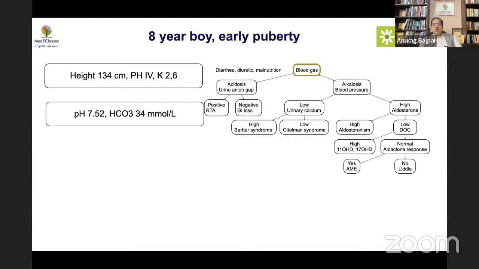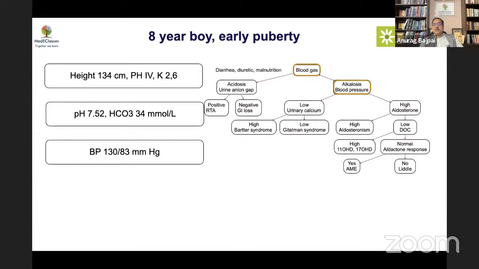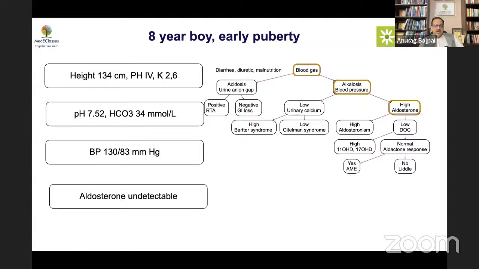8-year-old boy with early puberty, height is 134, stage 4 pubic hair development, hypokalemia. The blood gas showed alkalosis. So again, hypokalemic alkalosis, there is hypertension. So this now is towards the right hand of the extreme. We have hypertensive alkalosis with hypokalemia. We need to look for the various aldosterone excess or apparent aldosterone excess like scenario. But the presentation is a clue. There is early puberty. Early puberty in a boy with hypertension, hypokalemia, alkalosis suggests 11-hydroxylase deficiency.